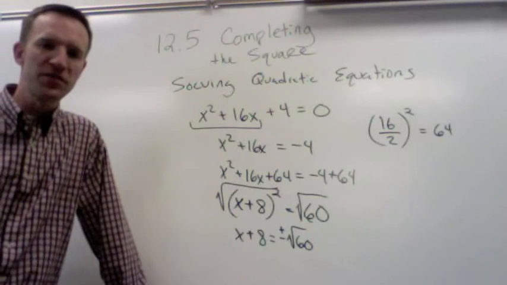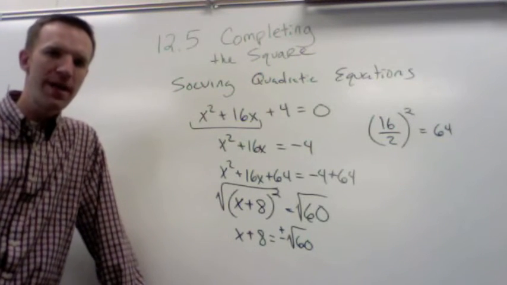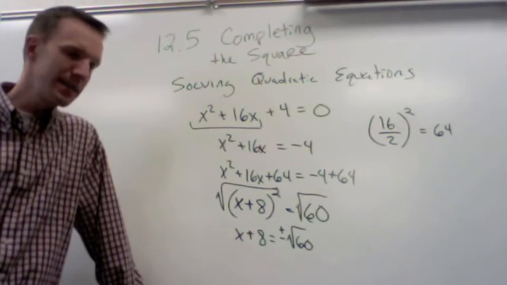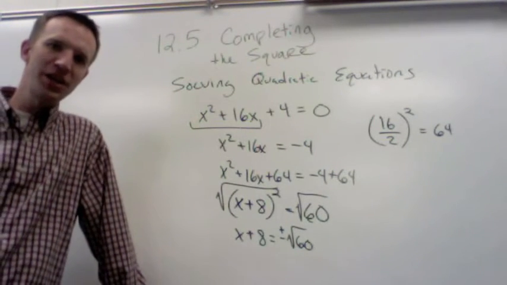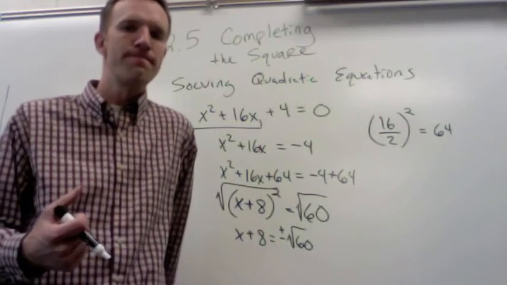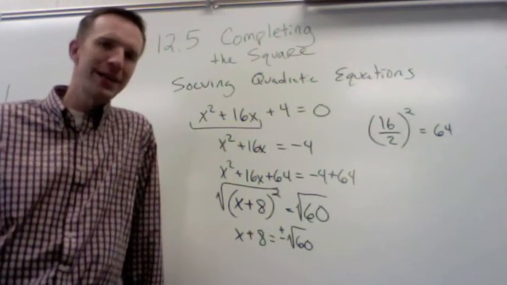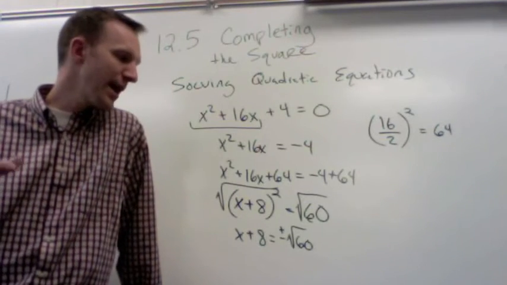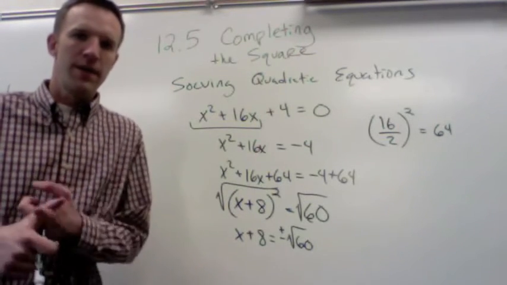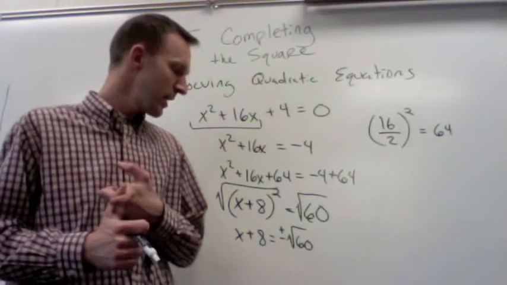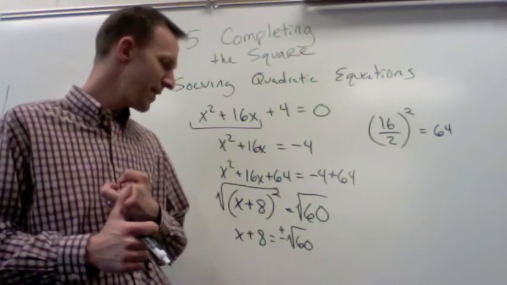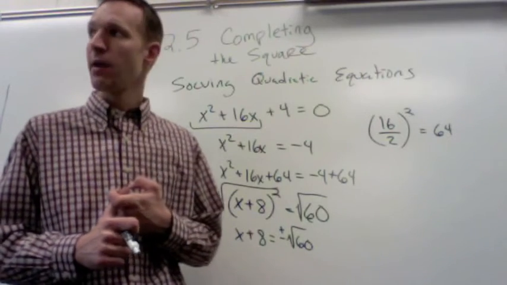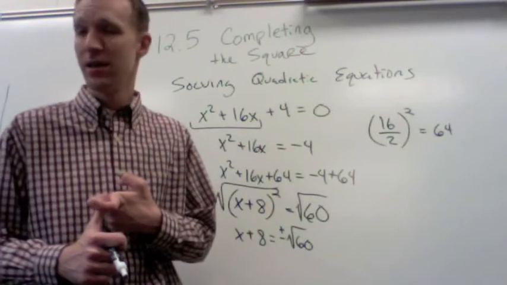60 is not a perfect square. It doesn't give you a nice whole value answer. You could type that in your calculator and get decimals, but I think your book wants it in radical form. So this is where you have to look at 60 and ask yourself, are there any perfect squares that divide into 60? 4 can probably go in there. 4 times 15, and I don't think anything else goes into 15.